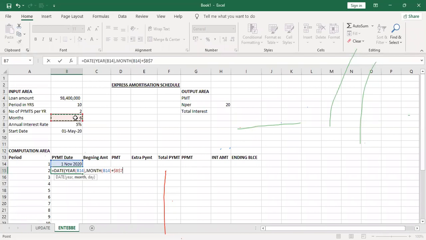Then comma, type day, open brackets, then click on the start date, close the bracket. And then another closing bracket. And then you press enter. Click on the value I've got and then you autofill.